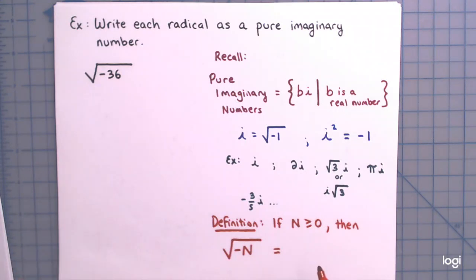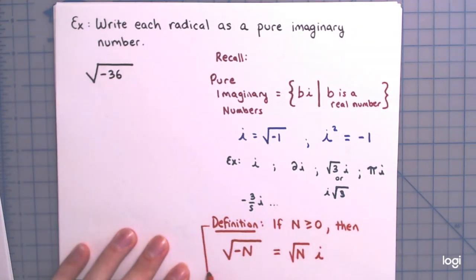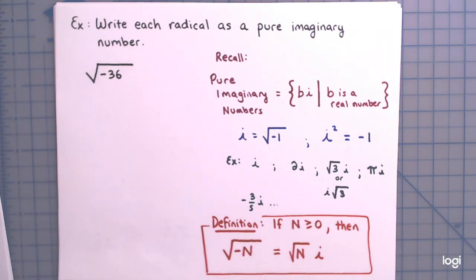You can rewrite this as a pure imaginary number, as the square root of n, the square root of a non-negative number, that's real, times that imaginary unit i, times the square root of -1. All right, this is huge here. Or again, you could also rewrite it in another order. Instead of the square root of n times i, you can write it as i times the square root of n. But this is very, very important.